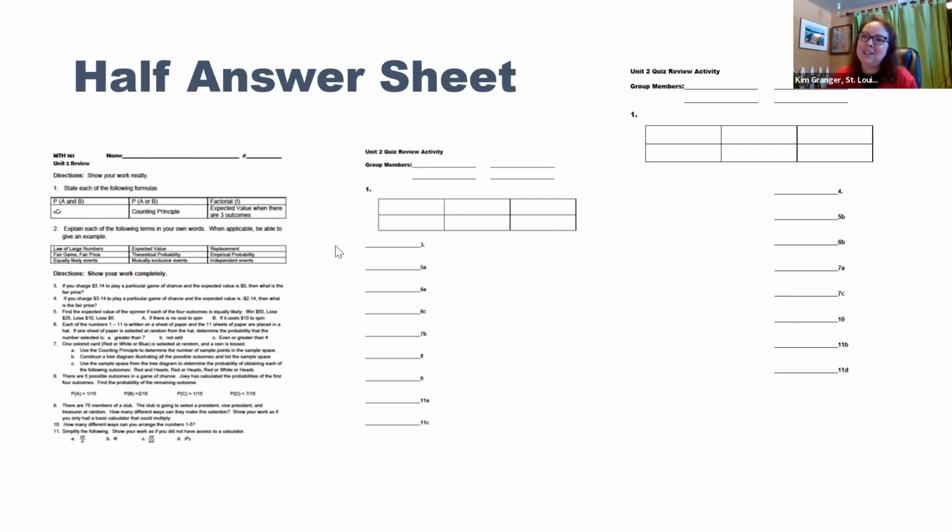But here's a little snippet of that half answer sheet. On the left, you see the questions, but then you'll see that the even numbered answers are on one sheet, except for the number one. The number one was on both sheets, and then the odd number questions were on the other sheet.